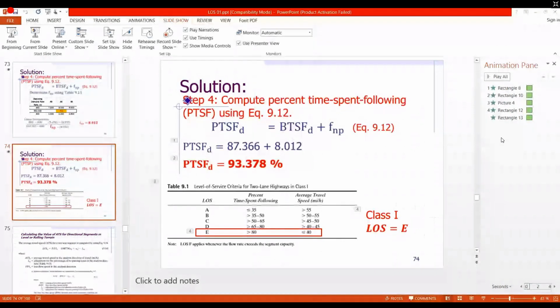Okay, so yun yung PTSF natin for your directional segments. So again, pwede ito sa class 1 highway, then pwede rin siya sa class 2 na highway natin. So, questions muna? Except internet. Please be online next meeting kasi yun yung exam natin. Final exam na yun. So, please be online next meeting.